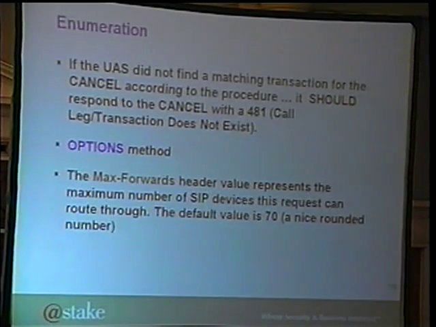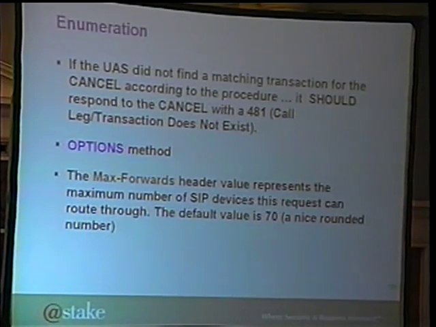We can enumerate some of those servers. For example, if we get 481 for our cancel request, we understand that our leg transaction does not exist, or maybe we'll try to use another call ID, maybe we'll change our sequence. This will allow us to brute force those abilities. There is the options method, which basically tells us what exactly that server is able to perform. We'll get that information, which will help us to query it.